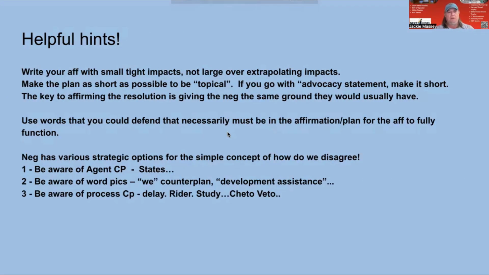Some helpful hints. Write your AFF with small, tight impacts, not large, over-extrapolating impacts. Make the plan as short as possible to be topical. If you go with an advocacy statement, make it short. Don't make it long.